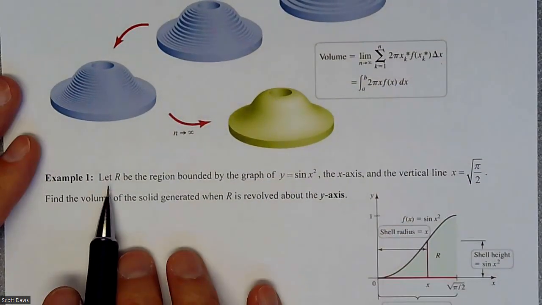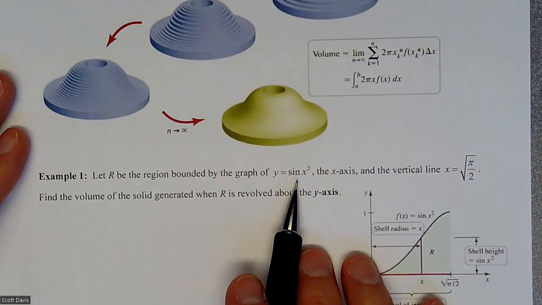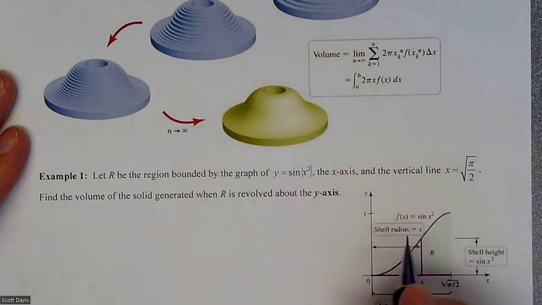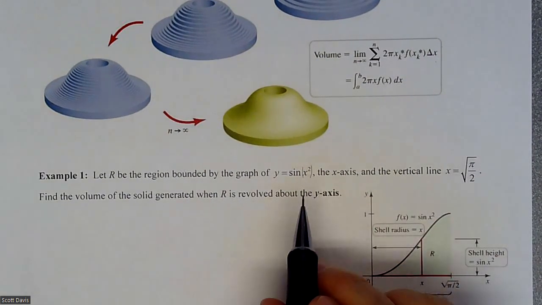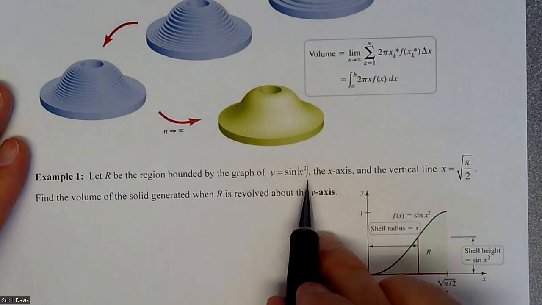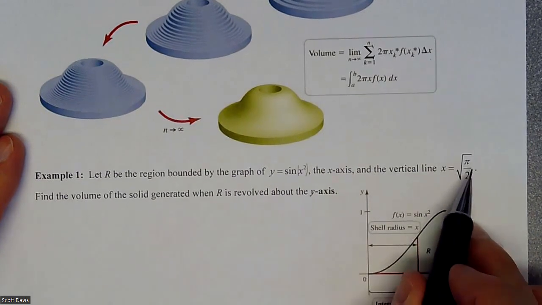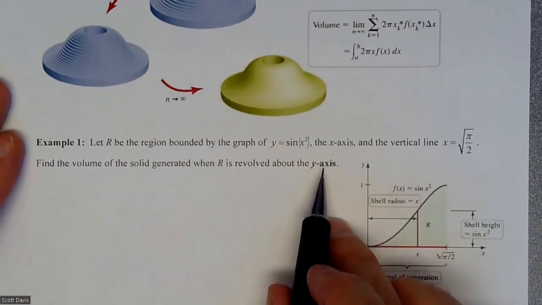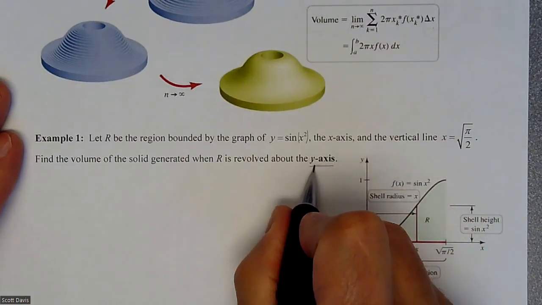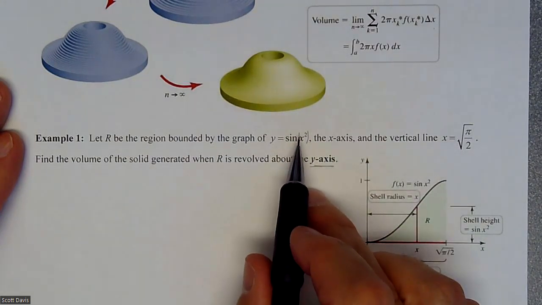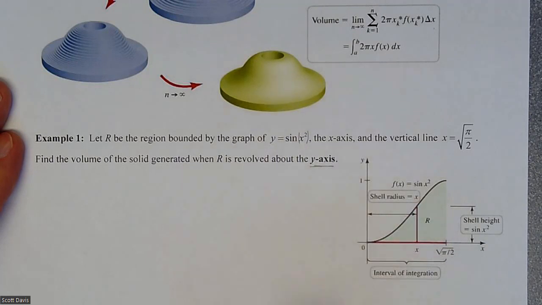For example, let R be the region bounded by the graph y equals sine x squared. Just to make sure you are aware, the x is being squared. It's bounded by that, the x-axis, and this vertical line. Find the volume of the solid generated when R is revolved around the y-axis. For the y-axis, typically we would turn things into y. That gets tricky with trig functions, so we can use a shell method to figure this out.